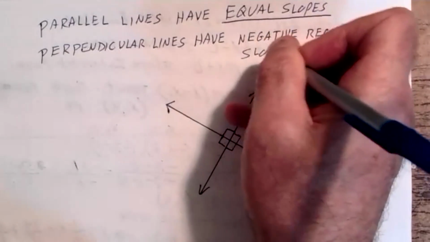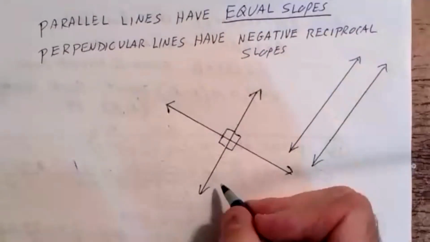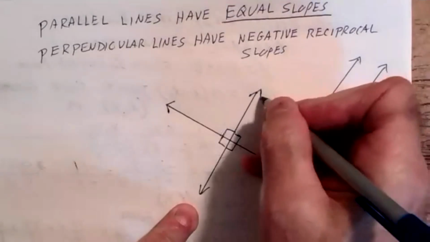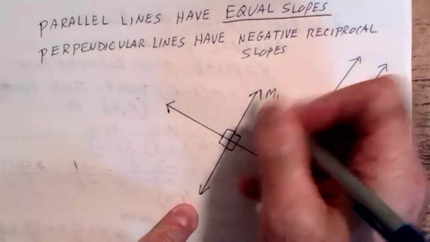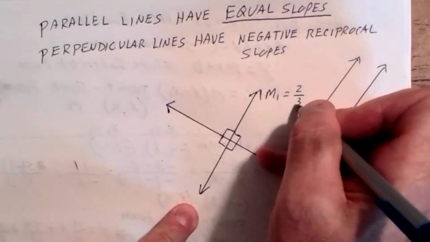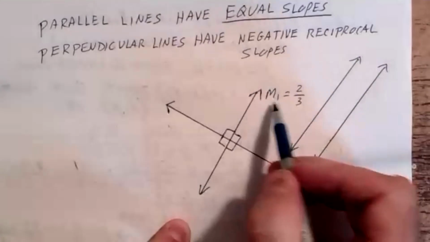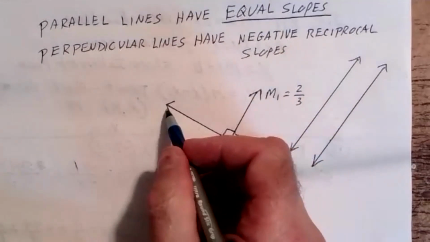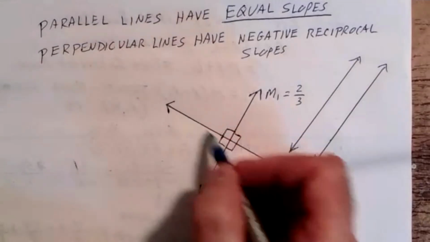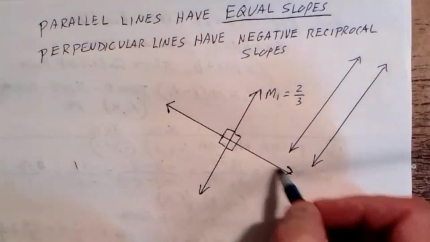Now, what is that saying? Well, suppose the slope of this line here, I'll call line 1, suppose the slope of this line is like 2/3. Rising line, positive slope, correct? This line is a falling line. So its slope better be not positive, but what?